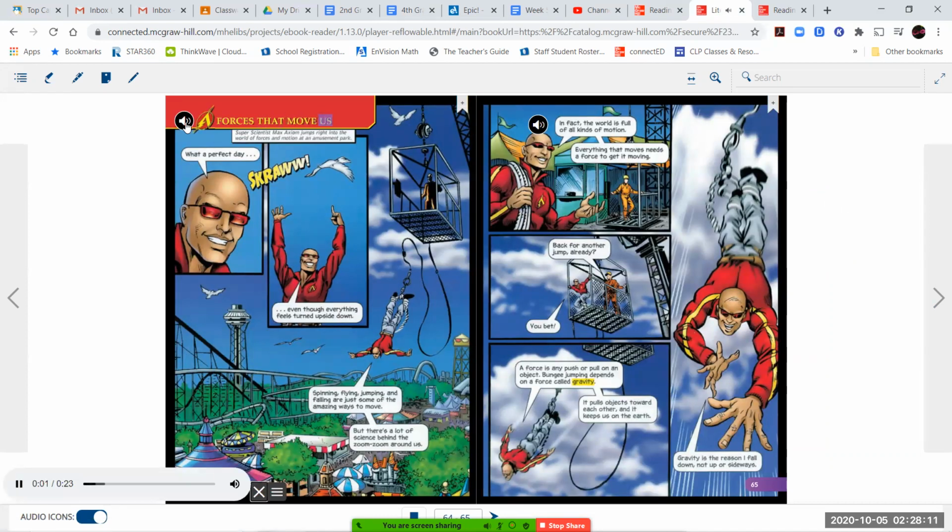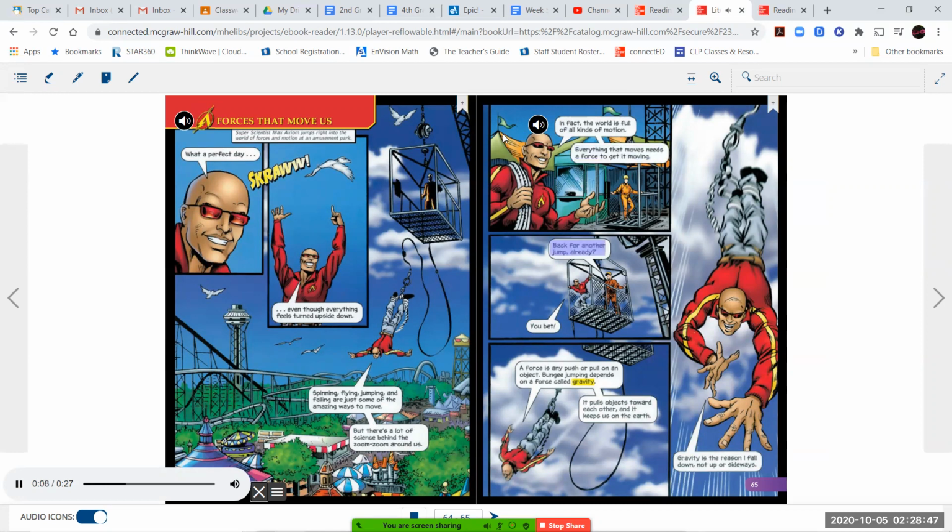Forces that move us. Super scientist Max Axiom jumps right into the world of forces in motion at an amusement park. What a perfect day! And even though everything feels turned upside down, spinning, flying, jumping, and falling are just some of the amazing ways to move. But there's a lot of science behind the zoom around us. In fact, the world is full of all kinds of motion. Everything that moves needs a force to get it moving.